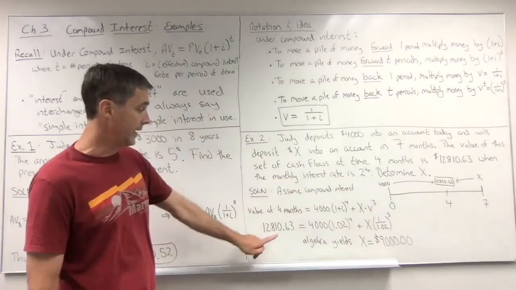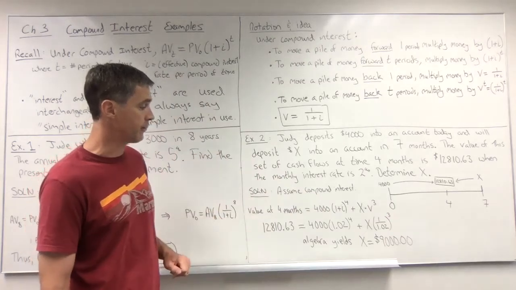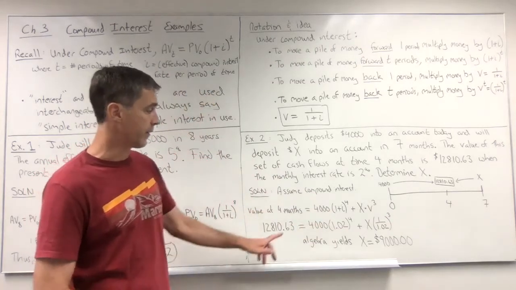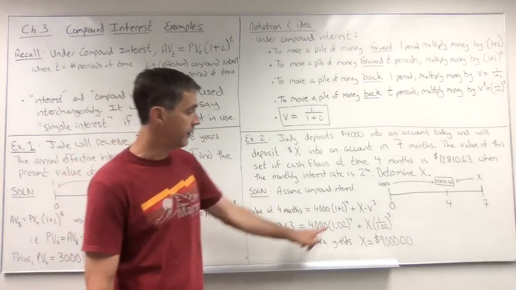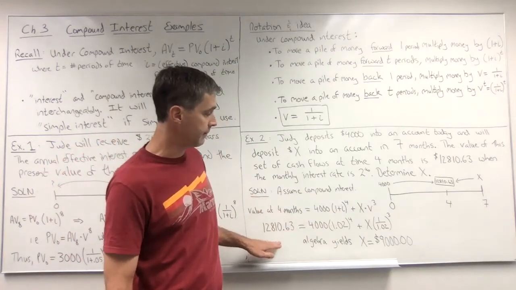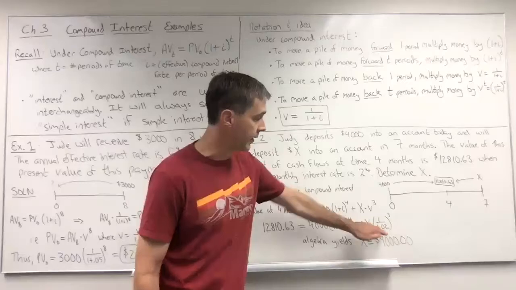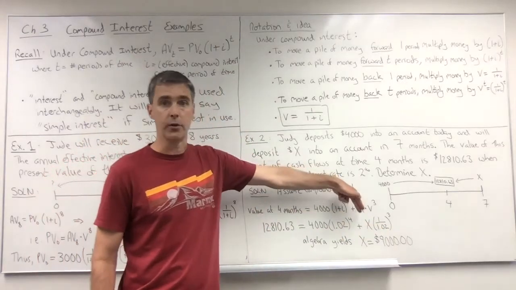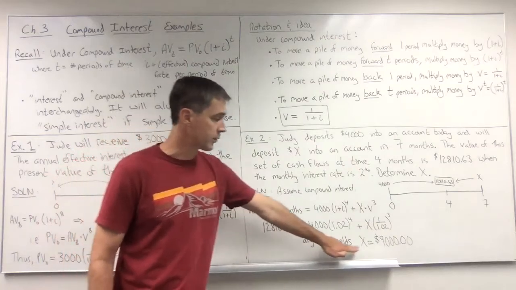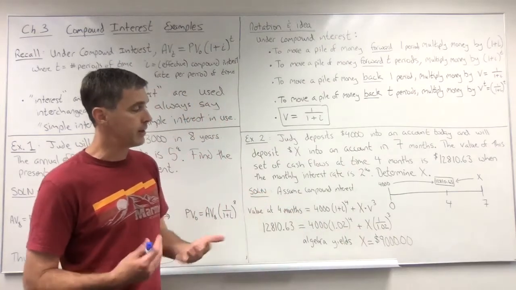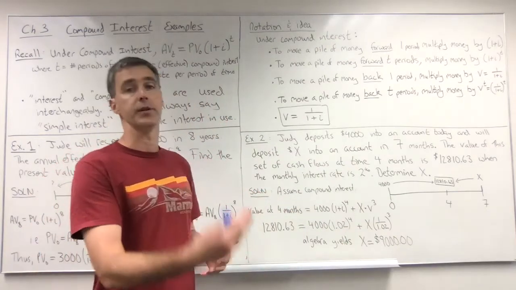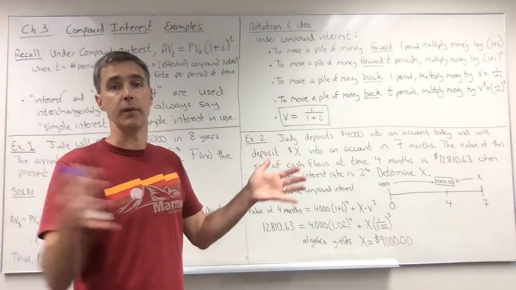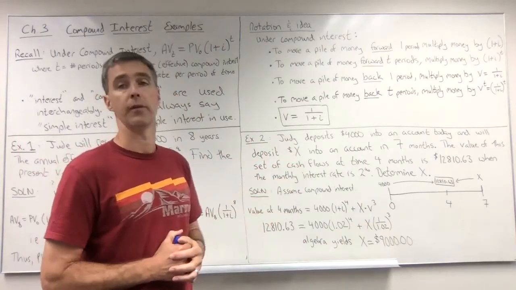I know the value at time 4 is 12,810.63. I know my i is 0.02, so I can throw in the value of the pile of money at time 4 months, the value of i, and I get a very nice basic algebraic equation where the only thing I don't know is X. So solving for X with some algebra yields that it must have been a $9,000 deposit at time 7 in order for the value at time 4 of both piles of money pushed to time 4 to total up to $12,810.63.